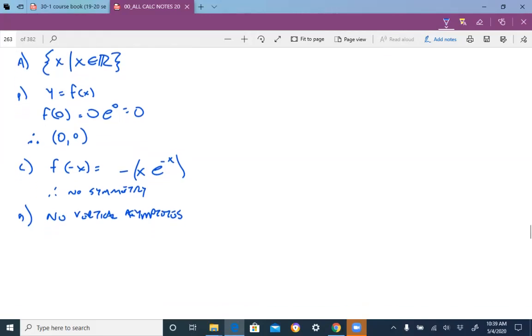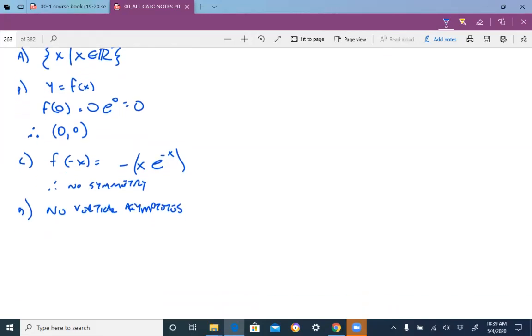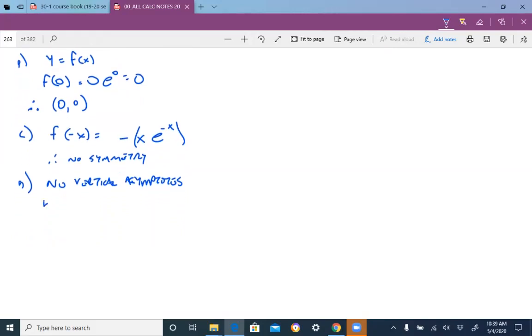If we look at asymptotes, we have no vertical asymptotes, because it is always defined for any value of x. If we look at horizontal asymptotes, what happens? The limit as x goes to infinity of x times e to the x is positive infinity. Right? We plug in larger values for x, and both of those factors go to positive infinity. So therefore, no horizontal asymptote going off to the right.